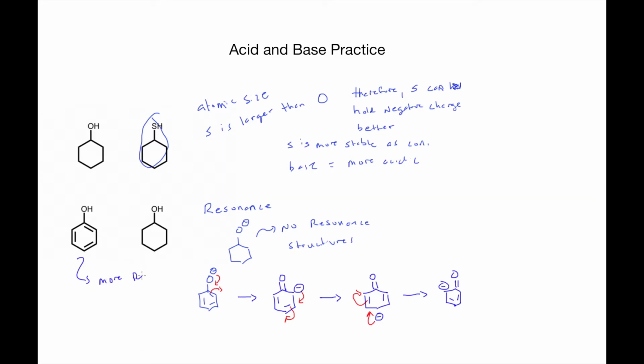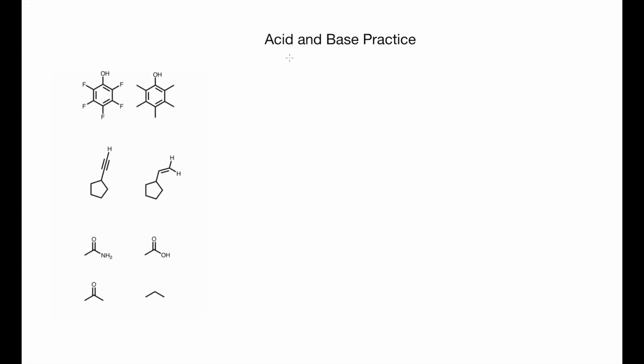So in summary, for this one, I have more resonance structures. It means that I can move the charge around that's on the conjugate base, which then stabilizes the conjugate base, right? And so the more stable the conjugate base, i.e. the weaker the conjugate base, which means the stronger the acid. So this one is, of course, more acidic. It's science. All right, let's look at the rest of these here.